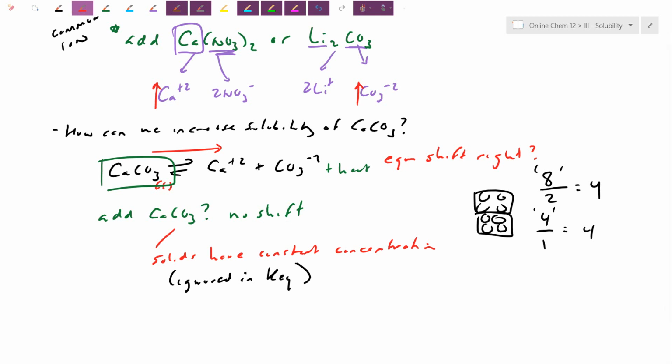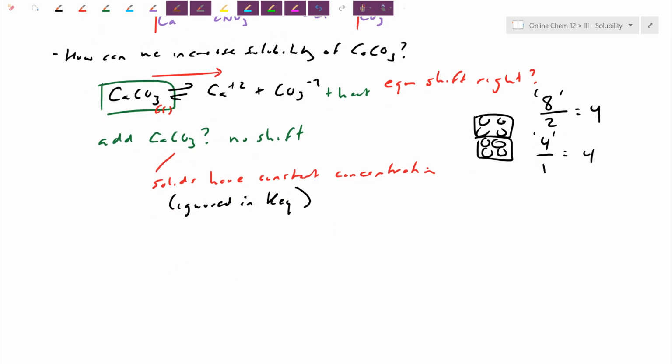What if I added another compound? Just for argument's sake, adding CaCO3 doesn't help. What if I added Na2SO4? I can add that as a solid.